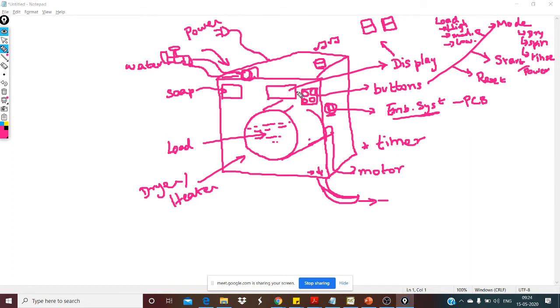Once the washing is done, you go to a state where it is complete, and you play music. For that you need a speaker. So it's a combination of all your input and output devices here, the sensors and actuators that we saw earlier.